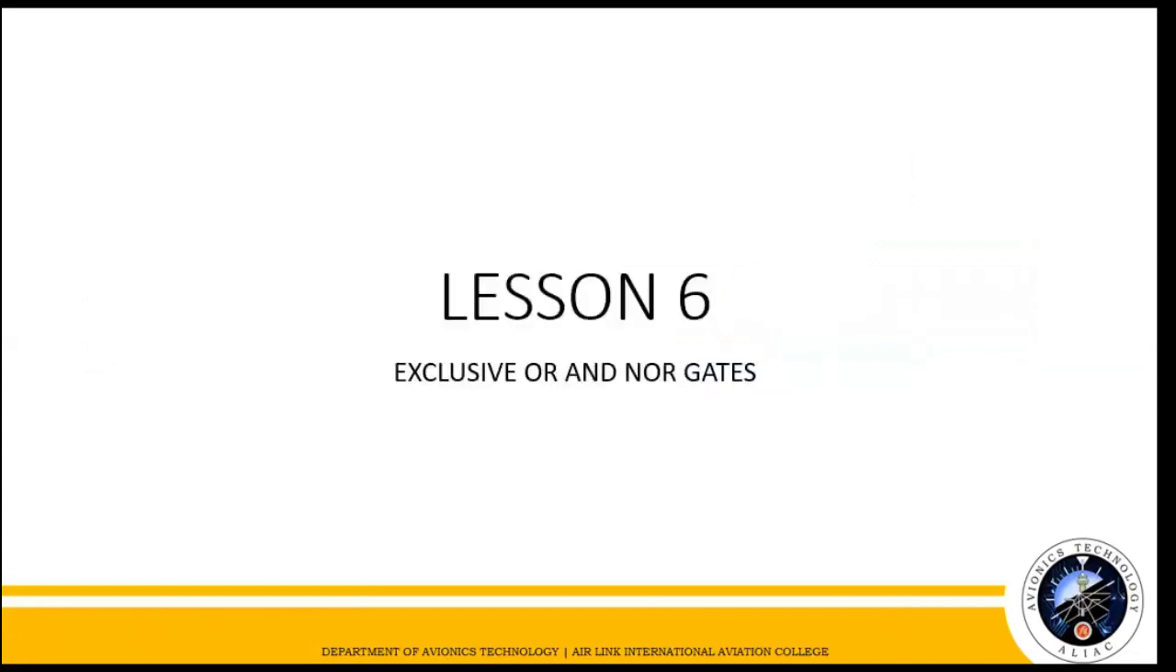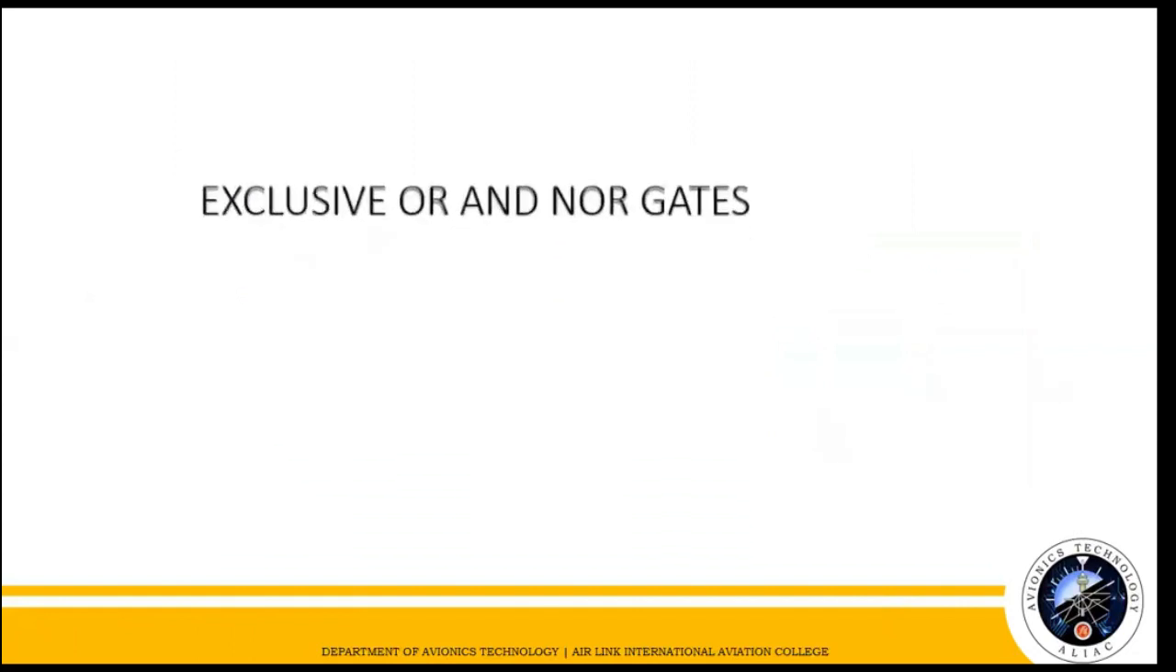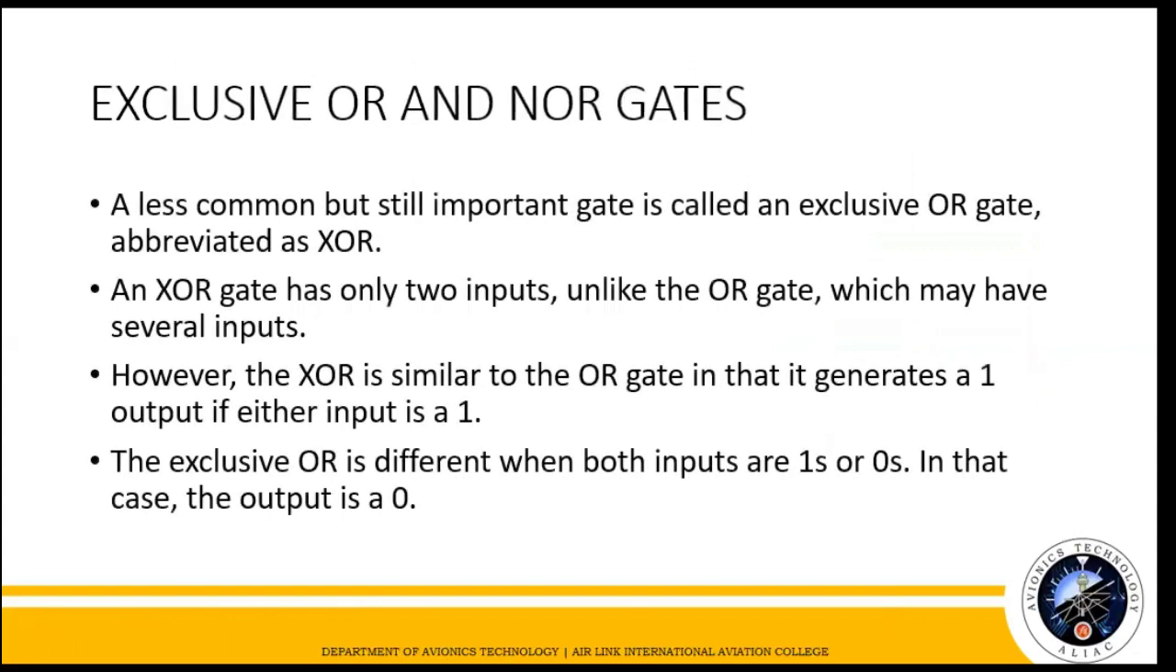So now we have the exclusive OR gates and NOR gates. So a less common but still important gate is called an exclusive OR gate, or abbreviated as XOR. An XOR gate has only two inputs, unlike the OR gate, which may have several inputs. However, the XOR is similar to the OR gate in that it generates a one output if either input is 1. The exclusive OR gate is different when both inputs are 1s or 0s. In that case, the output is 0.